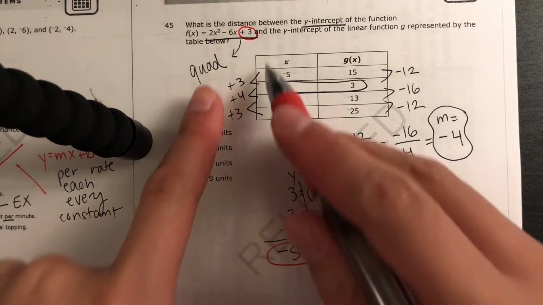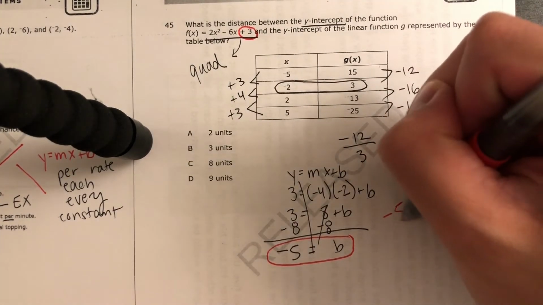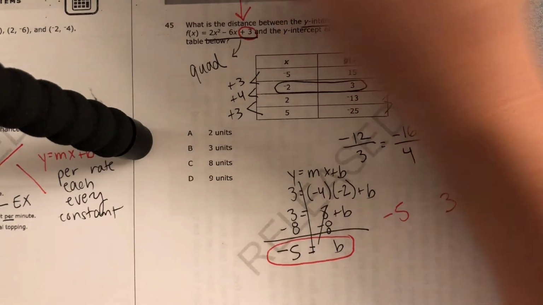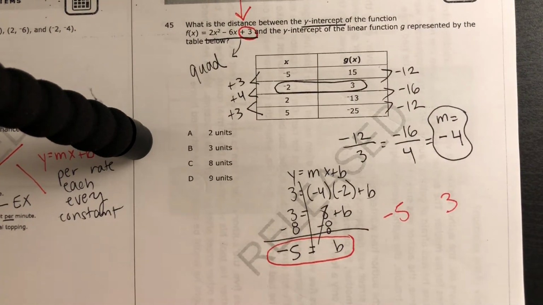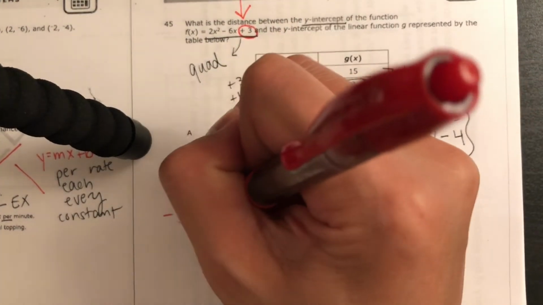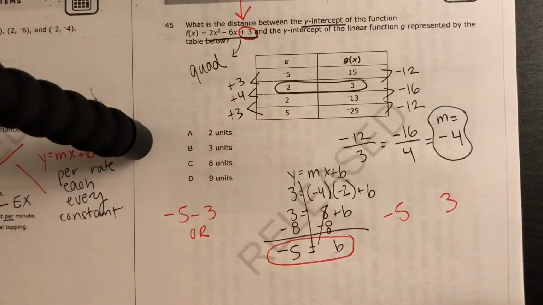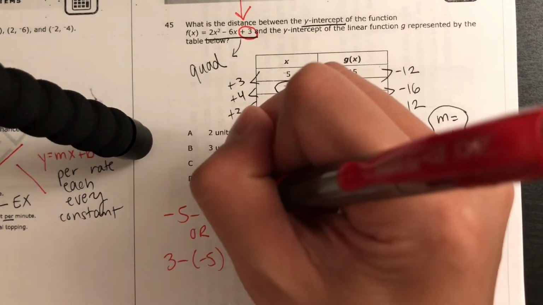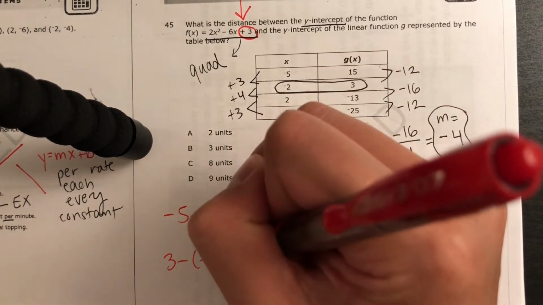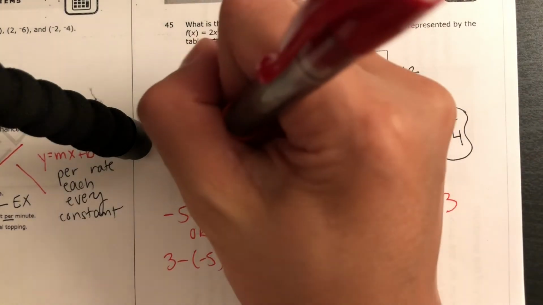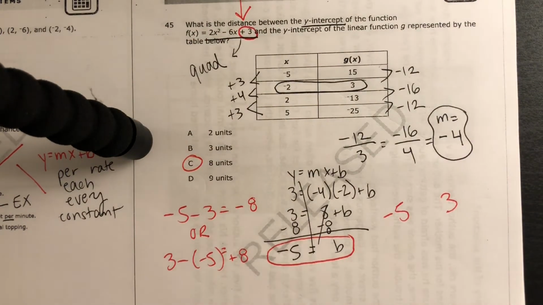So comparing negative 5 versus 3, it's asking for the distance. So the distance means subtraction. I can either do negative 5 minus 3, or I can do 3 minus negative 5. Either way, I should get negative 8 or positive 8. The distance between these 2 points is going to be 8.